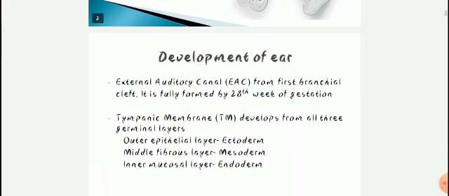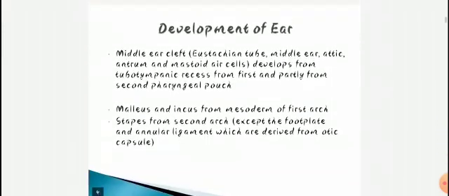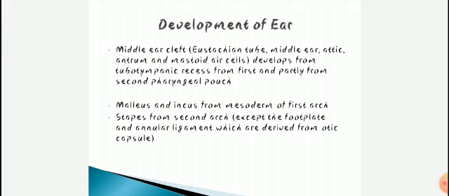Now the next slide is development of ear. External canal develops from first branchial cleft, and the tympanic membrane develops from all the three germinal layers. Our middle ear cleft develops mainly from first and partly from second pharyngeal pouch. Malleus and incus from mesoderm of first arch and stapes from second arch.